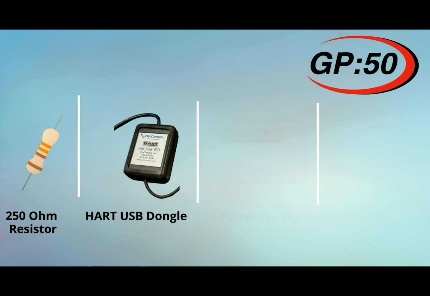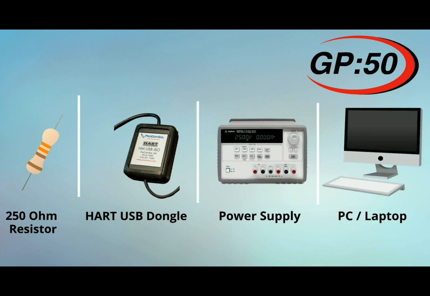In order to utilize the GP50 configuration software, you will need to hook up the transmitter utilizing a 250 ohm resistor, the HART USB dongle, a power supply, and a PC or laptop. An optional multimeter can also be used in the loop to indicate the milliamp reading.